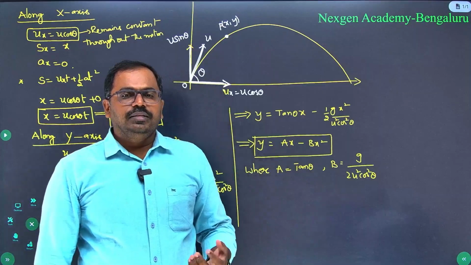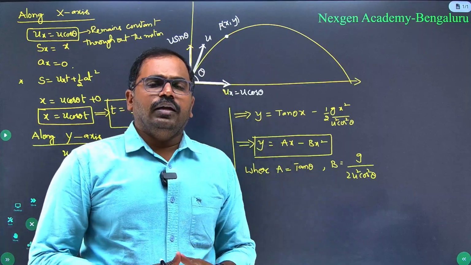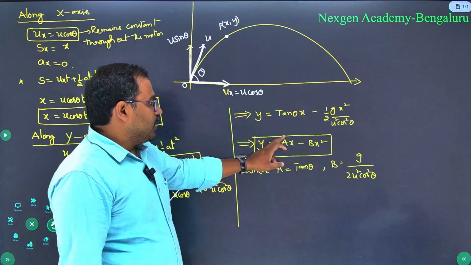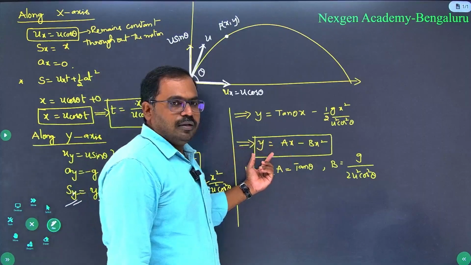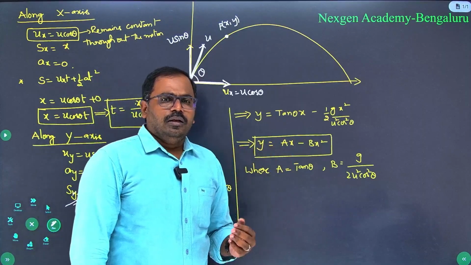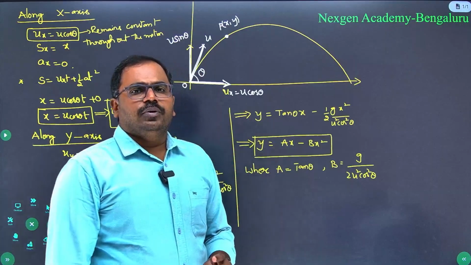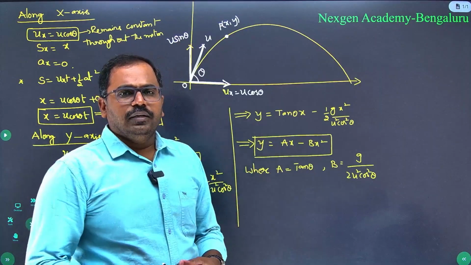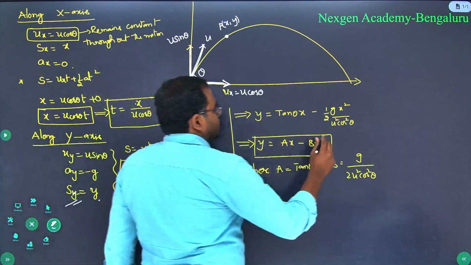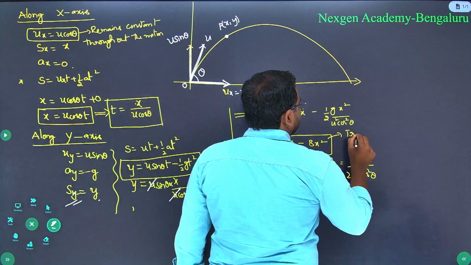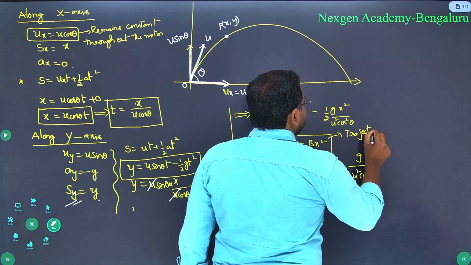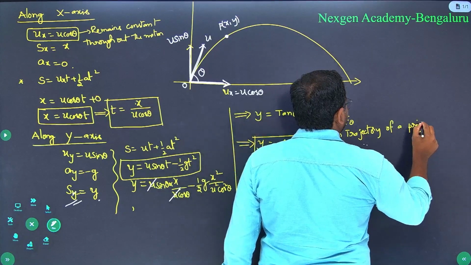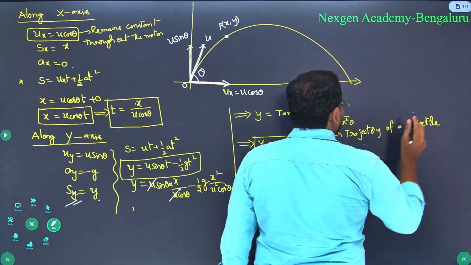In mathematics, this equation indicates what? This equation indicates a parabola, right? So the path of a projectile is a parabola because this equation mathematically indicates a parabola. Hence, the conclusion is that the trajectory of a projectile is a parabola. Mathematically, we proved that the trajectory of a projectile is a parabola.